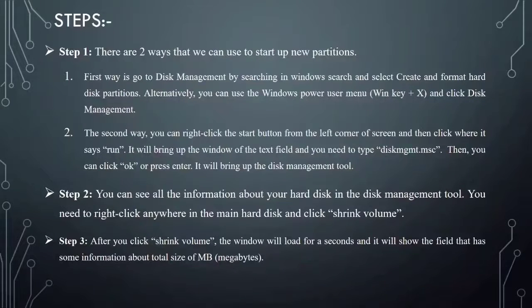Step 2 is you can see all the information about your hard disk in the Disk Management tool. You need to right click anywhere in the main hard disk and click Shrink Volume. After you shrink volume, the window will load for a few seconds and it will show the fields that have some information about the total of MBs, megabytes.